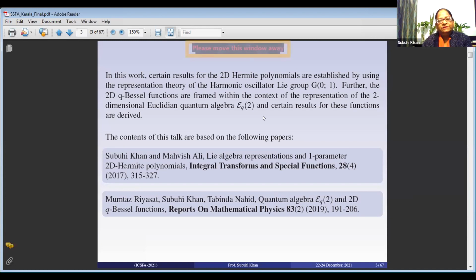The contents of this talk are based on the following joint papers with my research students. One is published in Integral Transforms and Special Functions in 2017, and the other is published in Reports on Mathematical Physics in 2019.